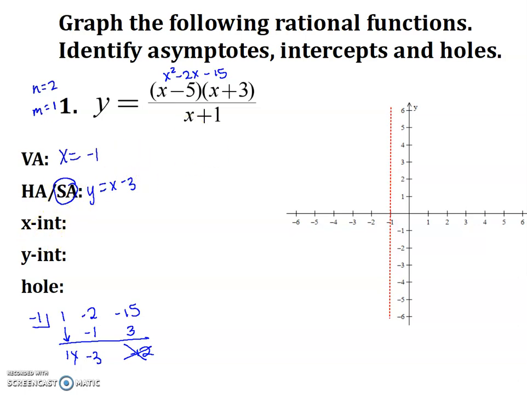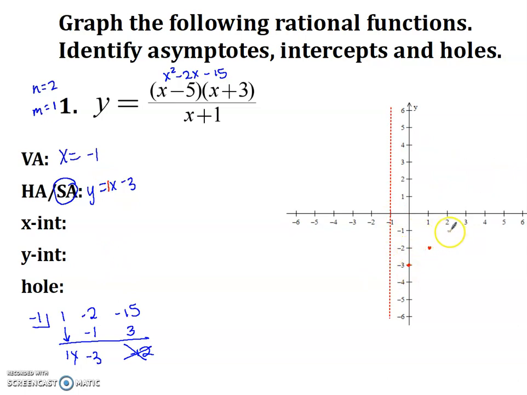The slant asymptote is always just going to be a line. So we're going to graph that line. The y-intercept of this line is -3. That's the y-intercept of the slant asymptote. It's not the y-intercept of this rational function. And then the slope of this line is 1. So that means I'm going to go up 1, right 1.